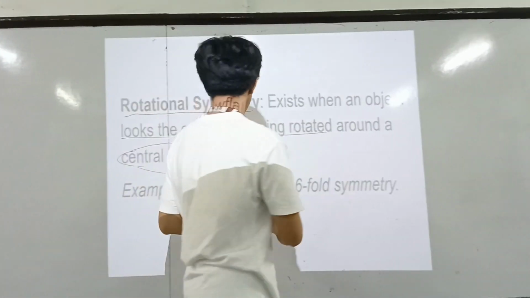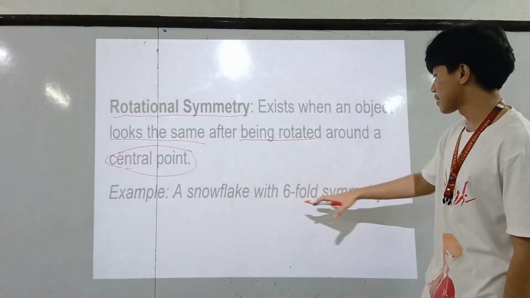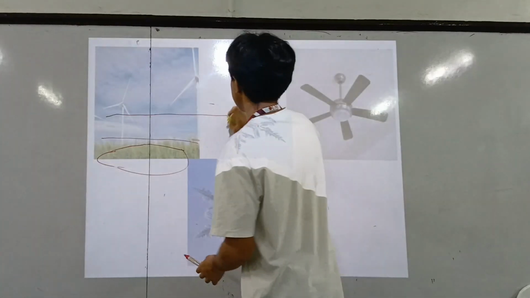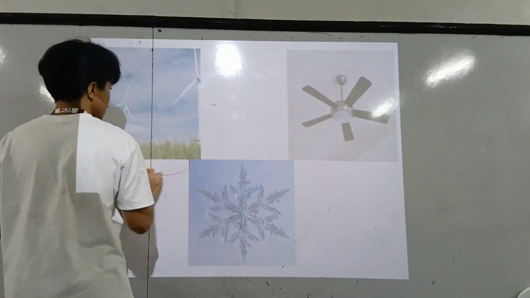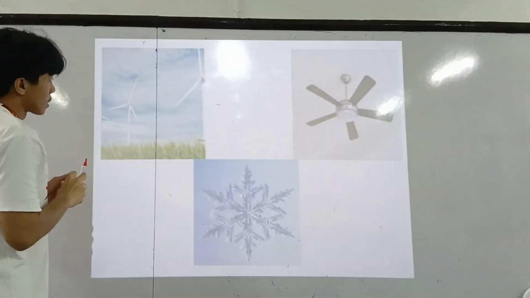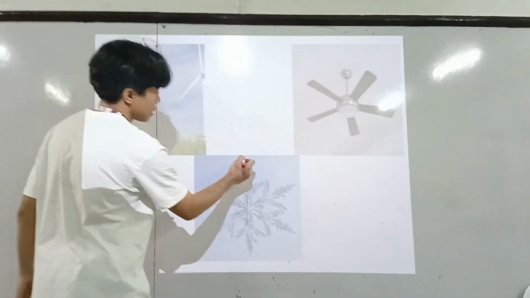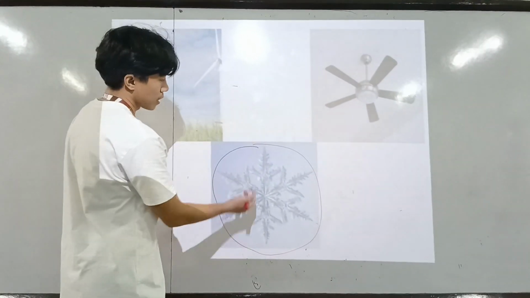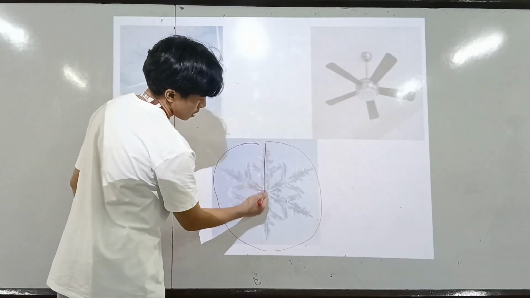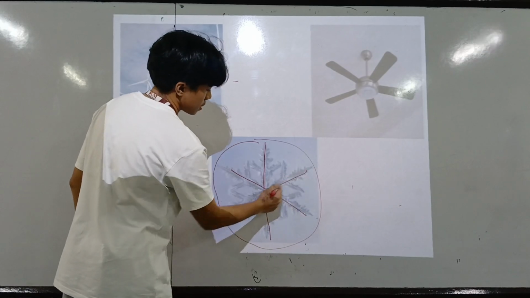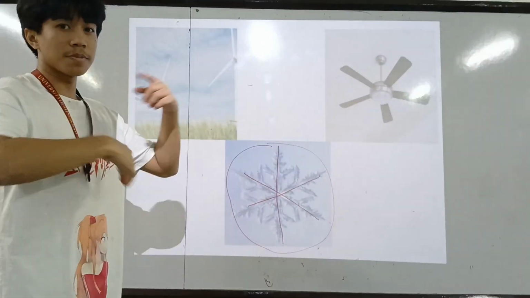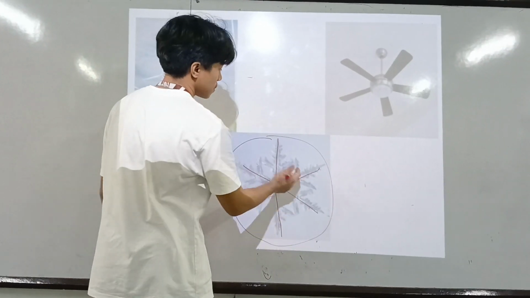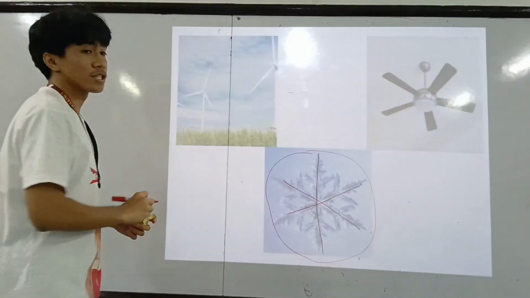For example, we have a snowflake with six-fold symmetry. First of all, this snowflake, we can call it rotational because of this. Even if it is rotated, the pattern is still the same. So that's why it's rotational.